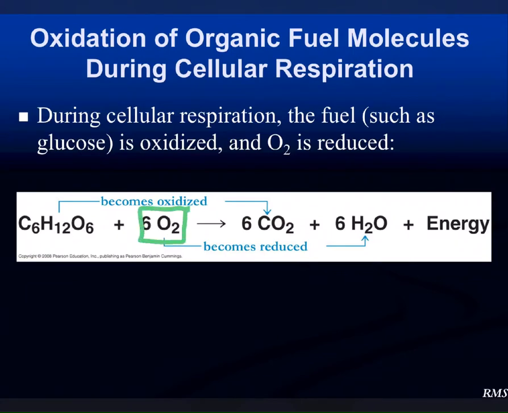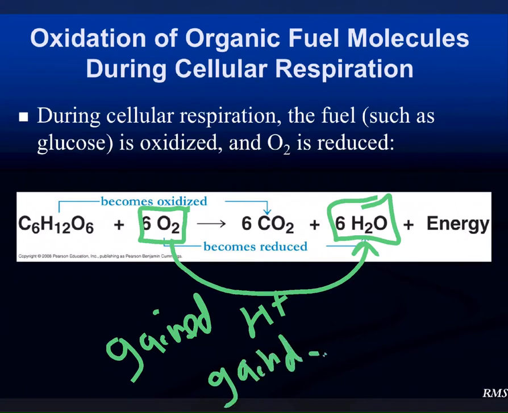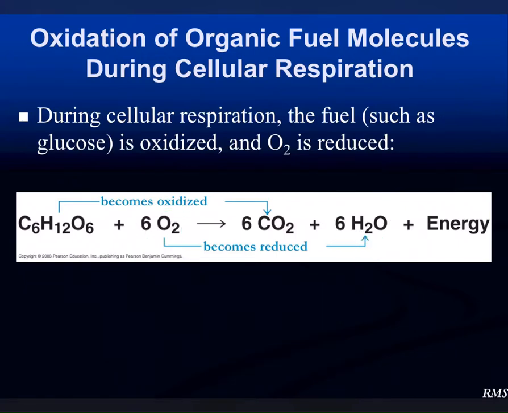Here we have oxygen. We follow that over here. Here is the oxygen with water. It gained H plus because it gained E minus. And if it gained an E minus, that means it was reduced. So the glucose is oxidized and the oxygen is reduced.